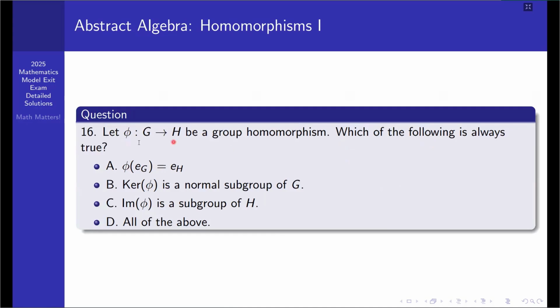Question number 16. Let phi: G to H be a group homomorphism. Which of the following is always true? A, phi of e_G is equal to e_H. B, kernel of phi is a normal subgroup of G. C, image of phi is a subgroup of H. D, all of the above.